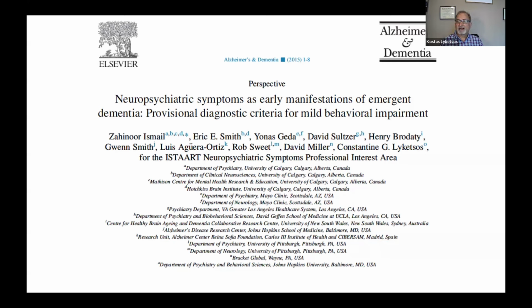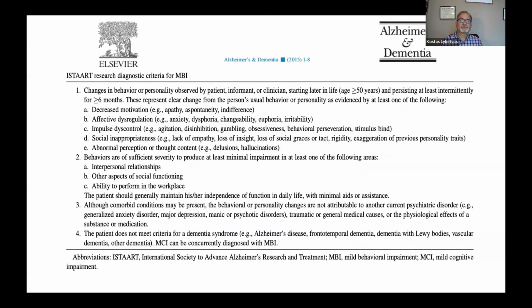Now, we use the term mild in the term because we liked at the time the parallel to the MCI, which was mild. But I want to remind everybody that there are instances of MBI where the presentation, at least from the clinical severity point of view, is not mild at all. So it's really mild behavioral impairment refers to the fact that it's before dementia rather than making the point that the psychiatric disturbance is always mild.